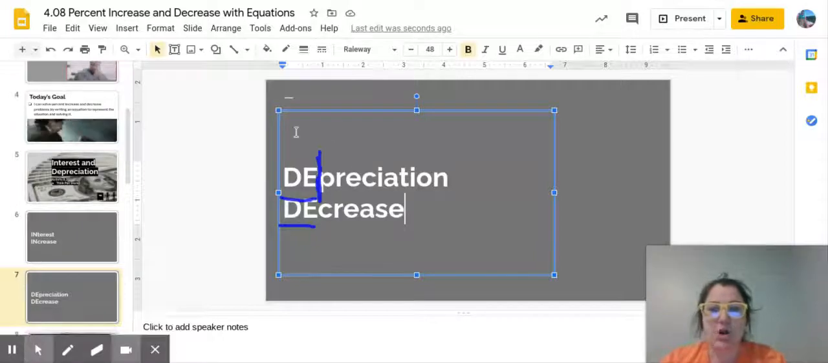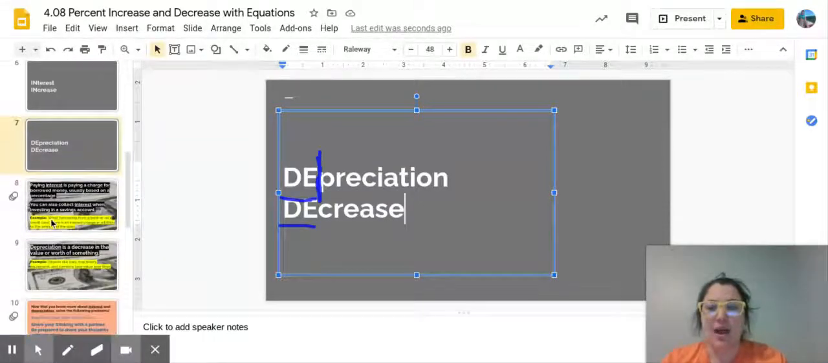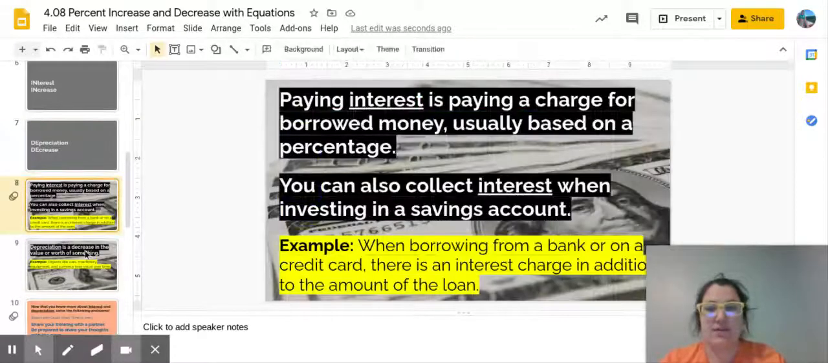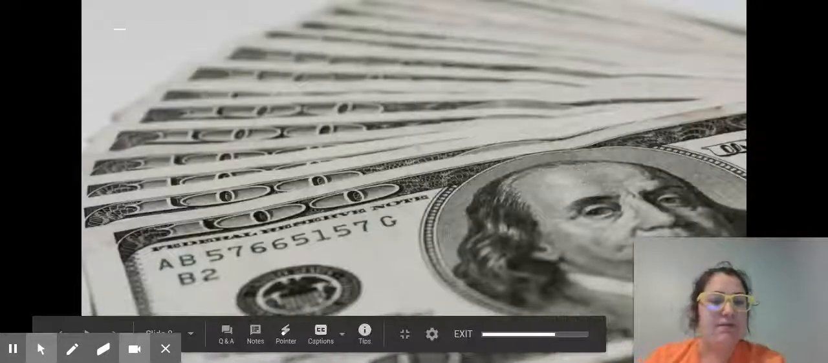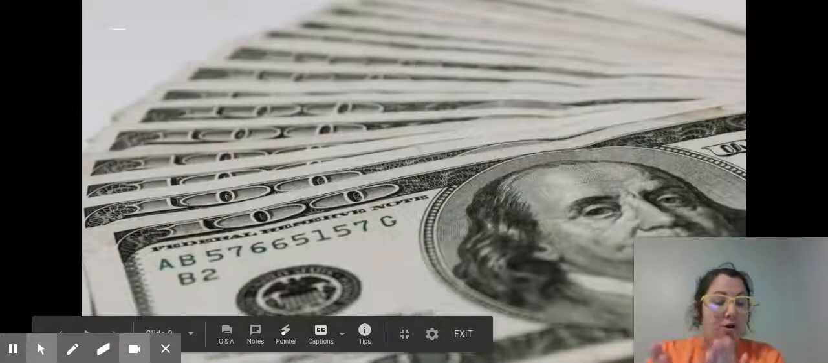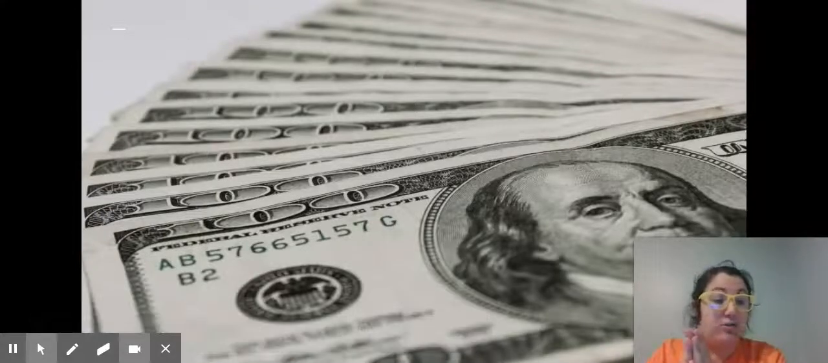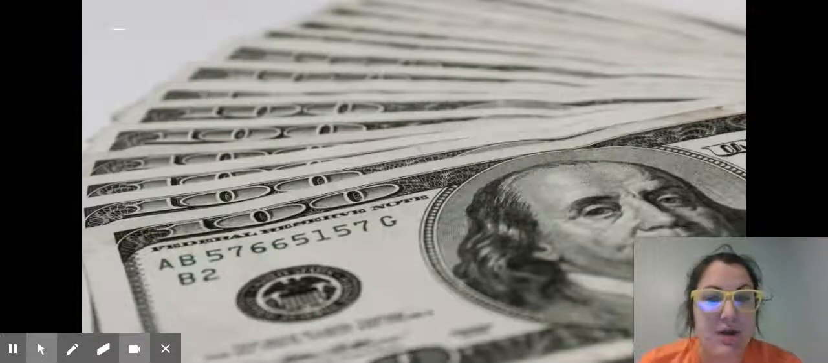So we have the word depreciation and decrease, okay? And the word interest and increase, okay? So let's go ahead and look at each of these definitions and see if they match what we came up with. And we're going to add these to our math vocabulary folder. Okay, so the folder, not your notebook on Google Classroom, but your folder.